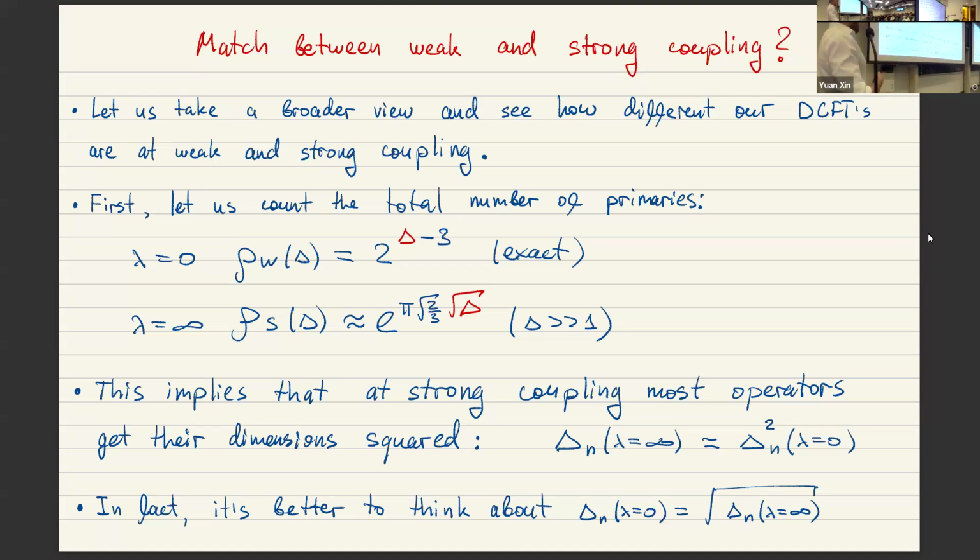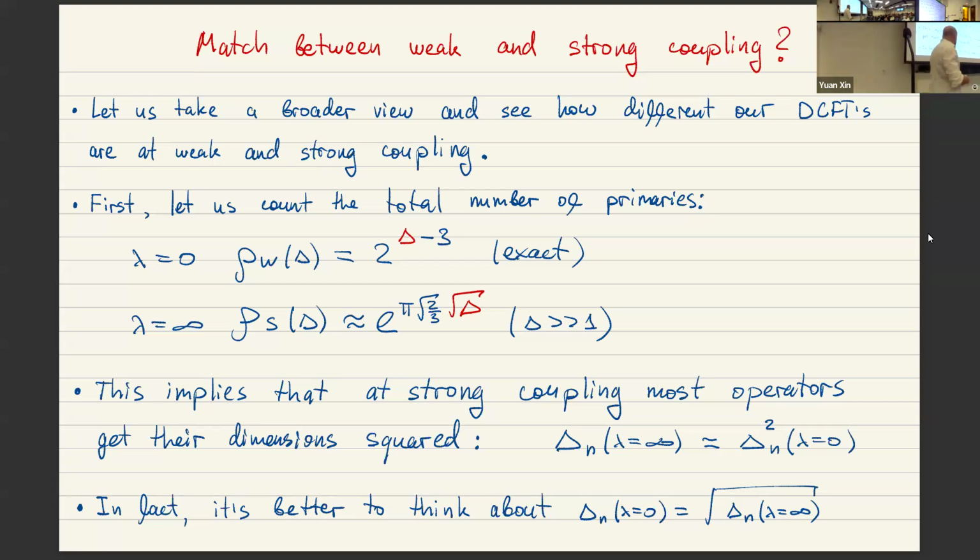Okay. At strong coupling, there is a slightly more complicated formula, but the asymptotics here is e to the square root of delta. So how can this work? The only way that this can work is that at strong coupling, basically when you take an operator and you track it from weak coupling to strong coupling, then its dimension should basically square, up to some order 1 coefficient. That's the only way to match these asymptotic formulas.